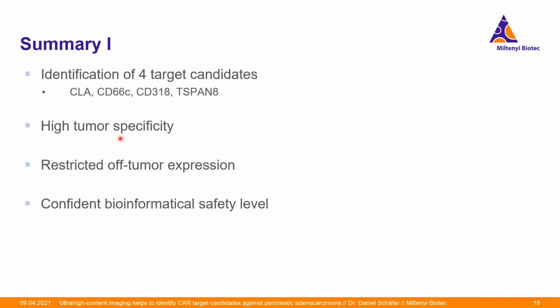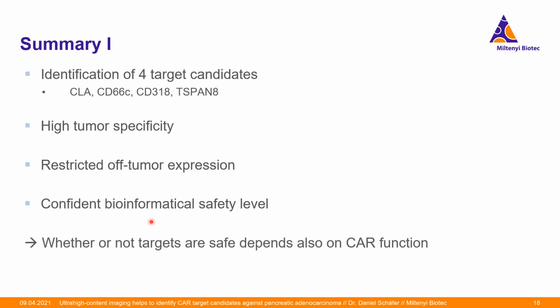To sum this first part up, we were able to identify four target candidates, namely CLA, CD66C, CD318 and TSPAN8. They have a high tumor specificity and a restricted off-tumor expression with a high and confident bioinformatical safety level. Whether these target candidates are really safe also depends to some extent on the CAR function, as you can play around with certain parameters there. You can tune the affinity by changing the scFv or tune the effect by exchanging other domains, and thus we aimed at evaluating this now empirically.